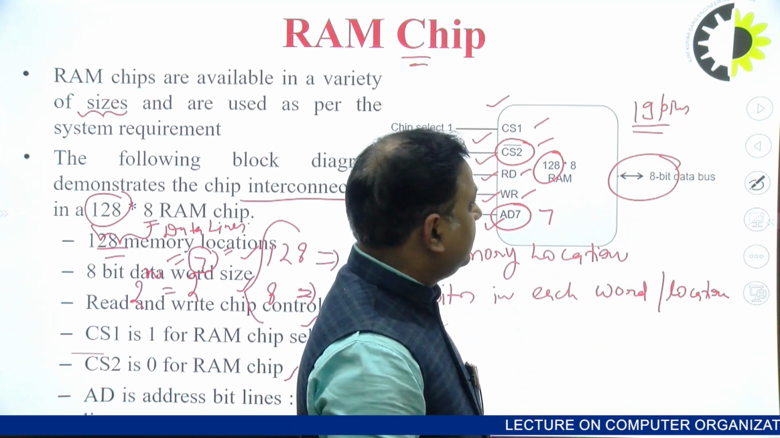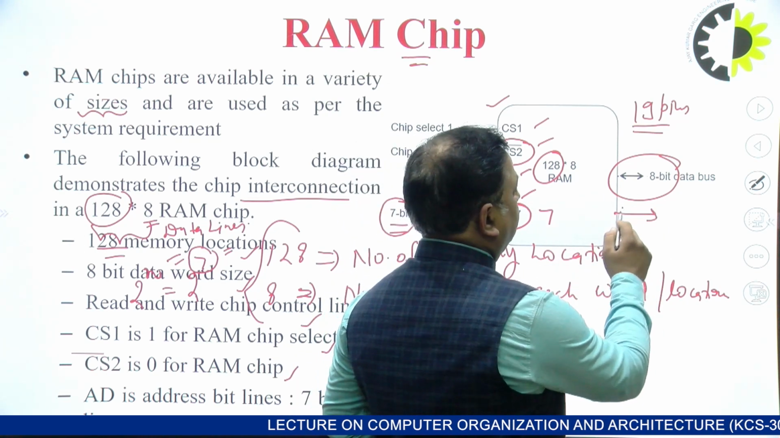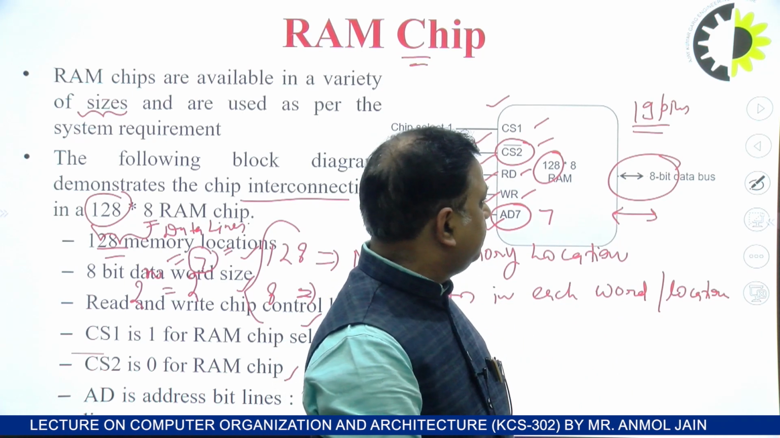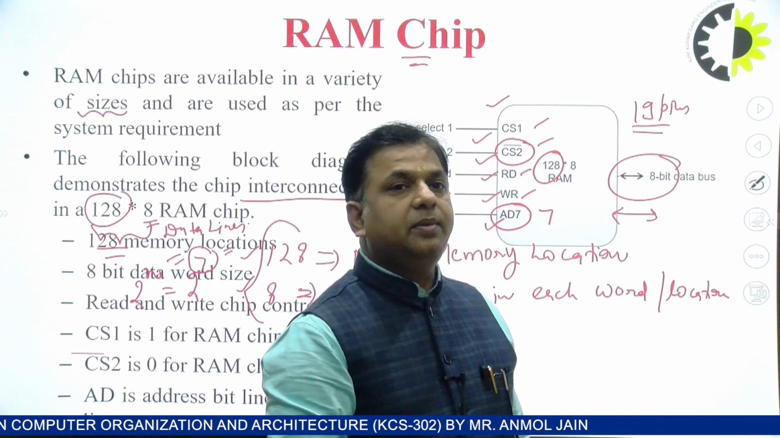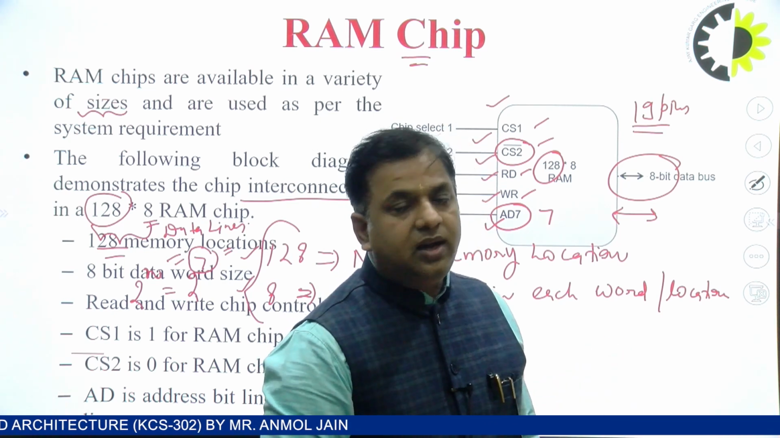You can say one more thing here: the data bits are bidirectional. That means data can be read with the help of this chip or memory, and data can also be written in this memory unit. So the data lines are bidirectional.